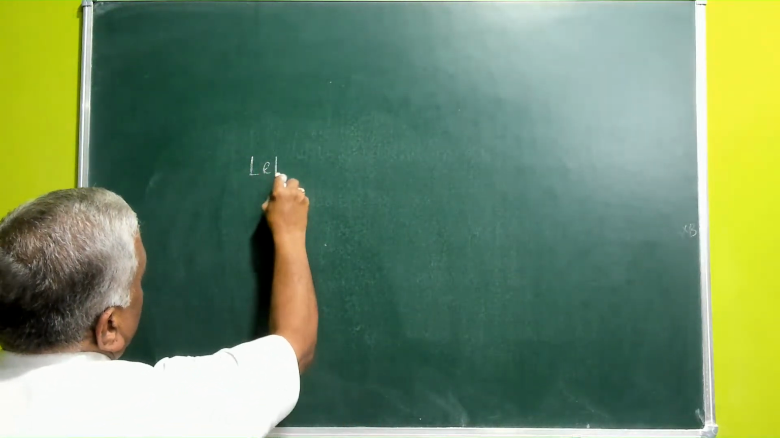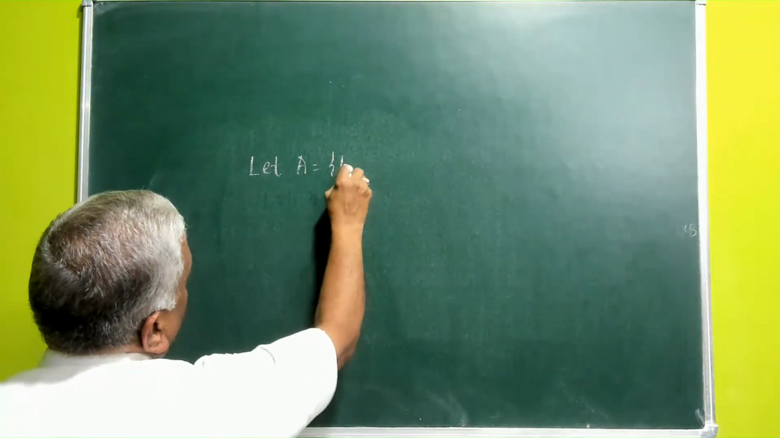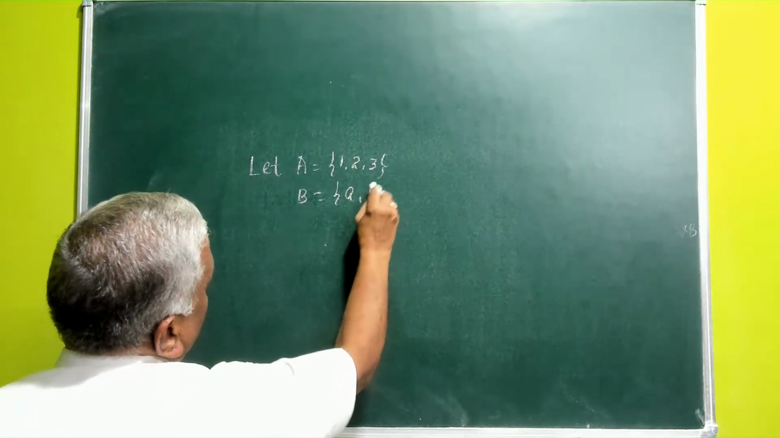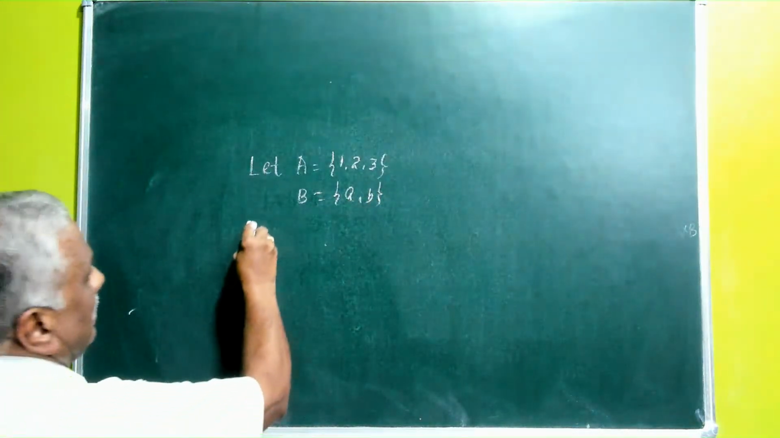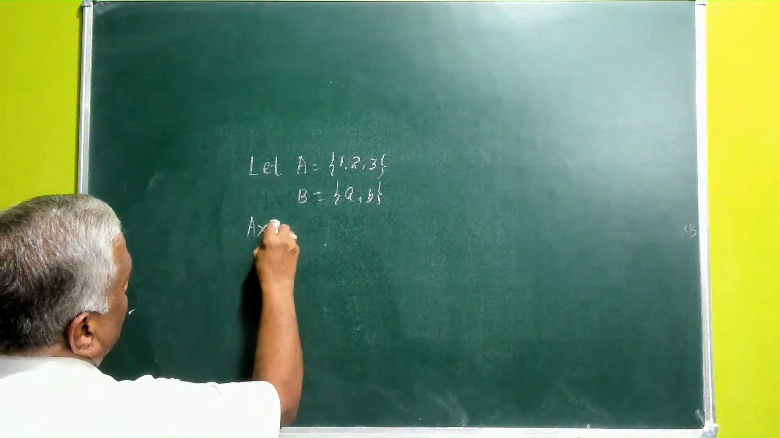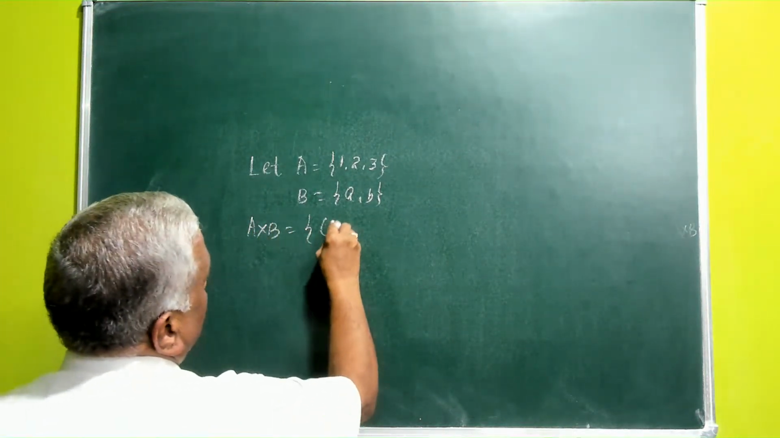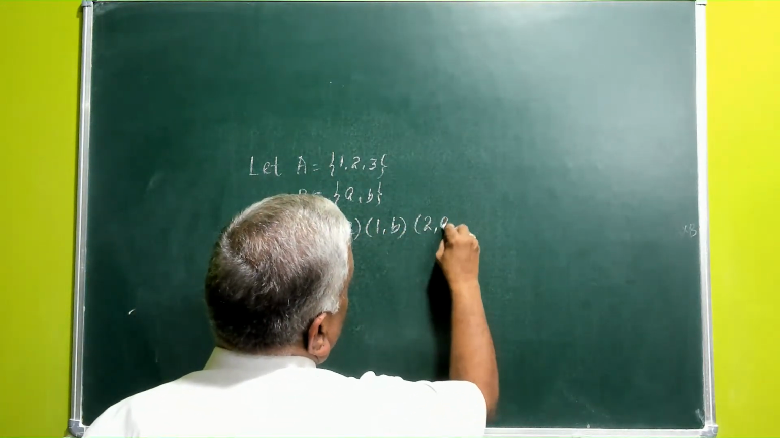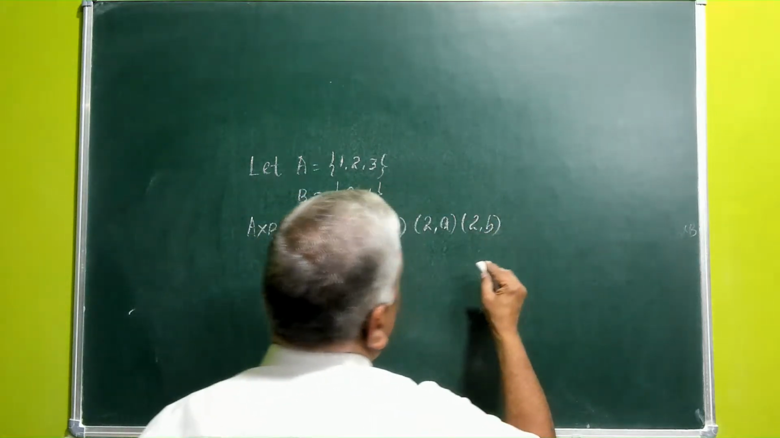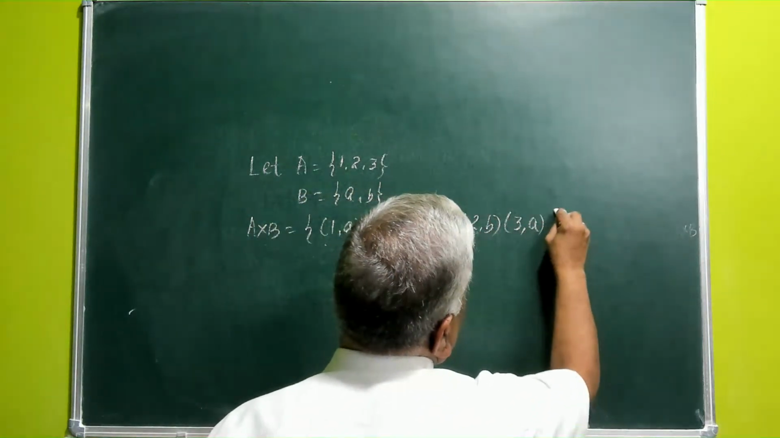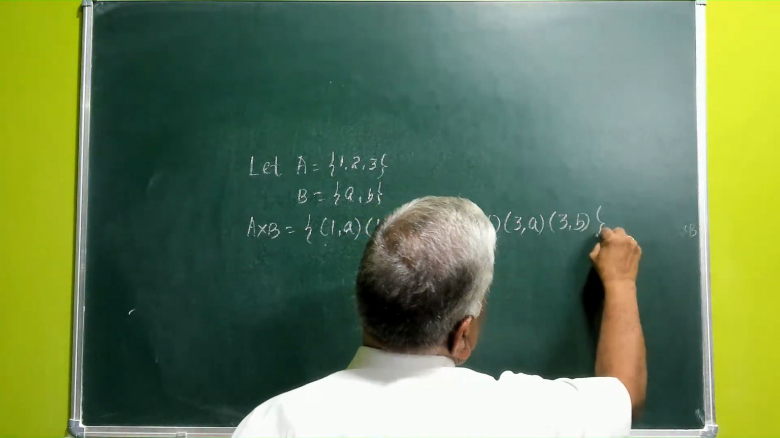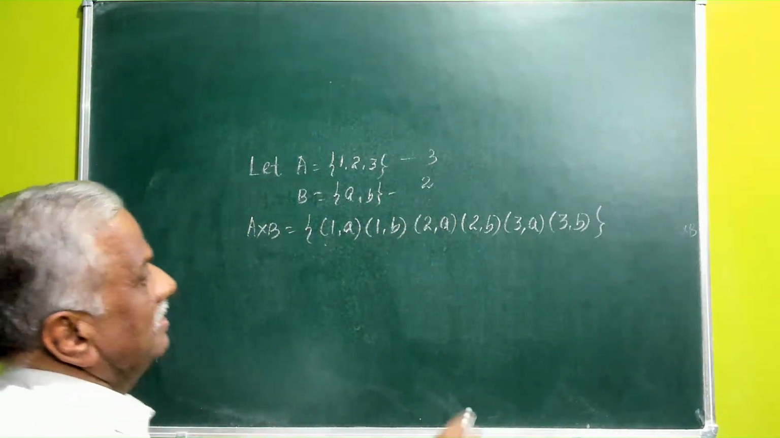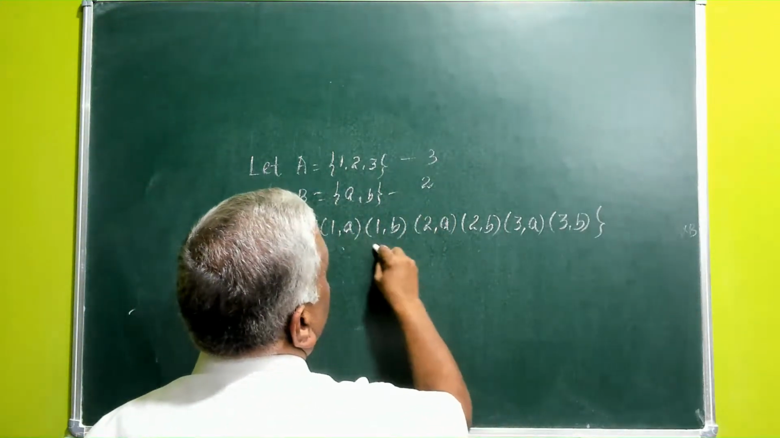Let A be equal to {1, 2, 3}, and B equal to {a, b}. If you find A cross B, what are the elements? (1, a), (1, b), (2, a), (2, b), (3, a), (3, b). A has 3 elements, B has 2 elements, A cross B has 6 elements: 1, 2, 3, 4, 5, 6.